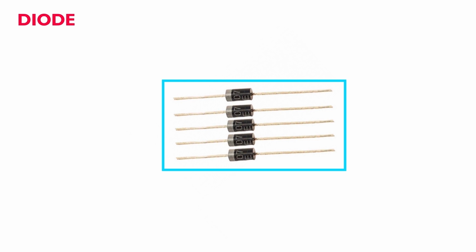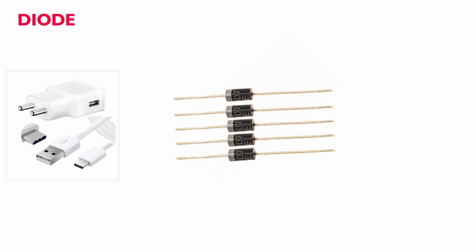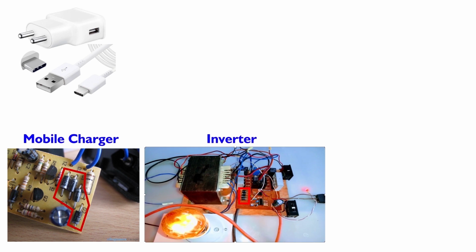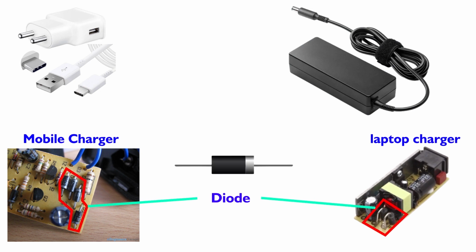If we focus on mobile chargers, we can observe that the diode used looks like the image provided of the charging circuit. The inverter and laptop charger are similar, as shown in the image on your screen. Now let's move towards the definition and working of a diode.